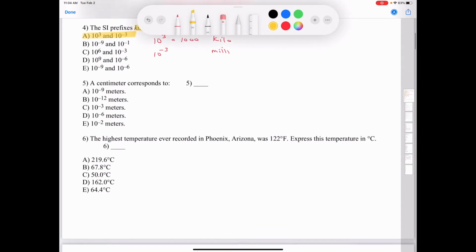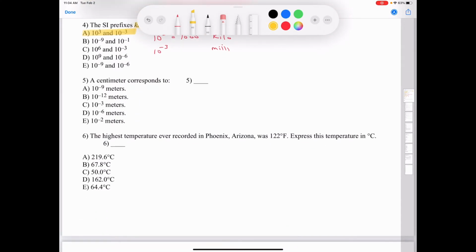All right, the next one asks us a centimeter corresponds to how many meters? Well, what we could do is just use dimensional analysis to solve the problem. 1 centimeter, and we could convert that into meters, and we know that in 1 meter we have 100 centimeters, like that. So now my dimensional analysis is set up. Centimeters are going to be eliminated, and I'm going to end up with 1 divided by 100, which gives me 10 to the negative 2 meters, and so my answer will be E, 10 to the minus 2 meters, just like that.